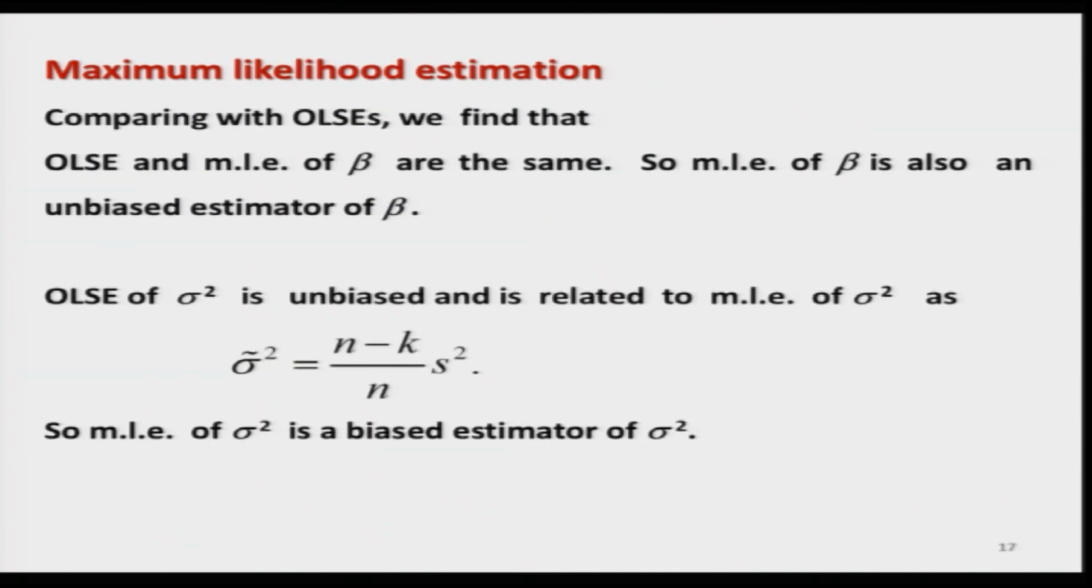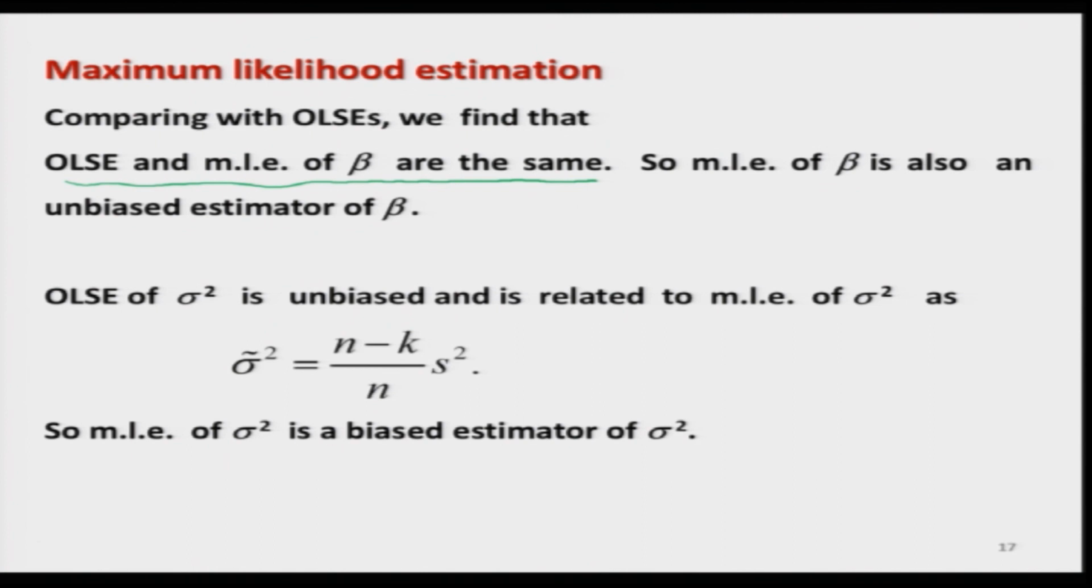Okay, right. So now if you make a quick comparison between ordinary least square estimation and maximum likelihood estimation, you can see that the ordinary least square estimator and the maximum likelihood estimator of beta are the same. So all the properties you have obtained for the ordinary least square estimator will hold for the maximum likelihood estimator of beta also, like being an unbiased estimator, and its covariance matrix will remain the same.